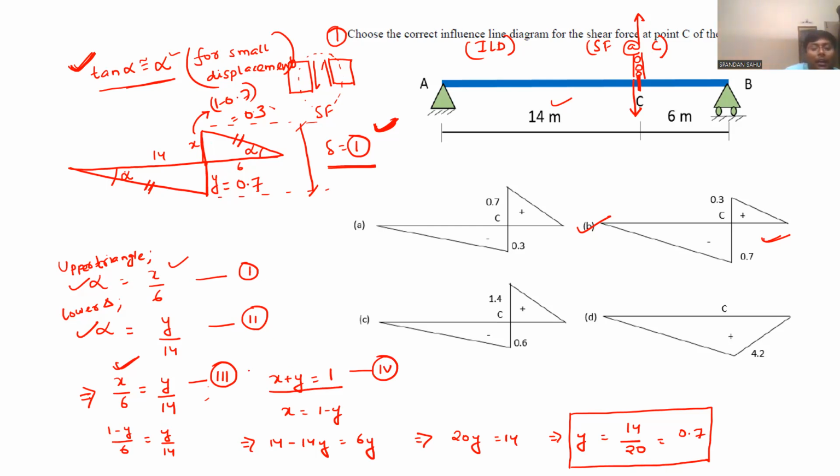Now you substitute. I have done it in this way, but you can do it the other way around. You write this equation as a function of y, so x equals 1 minus y, and substitute it here. You will get the value of y. Once y is done, you know x will be 1 minus y. So 1 minus 0.7 will be 0.3. So you got both the ordinates. So your ILD for shear force at joint C is done and dusted.